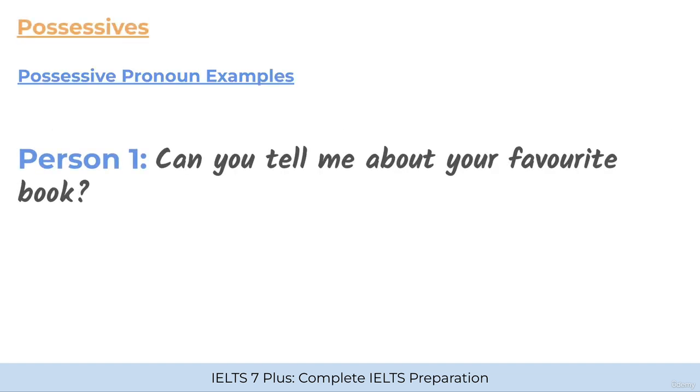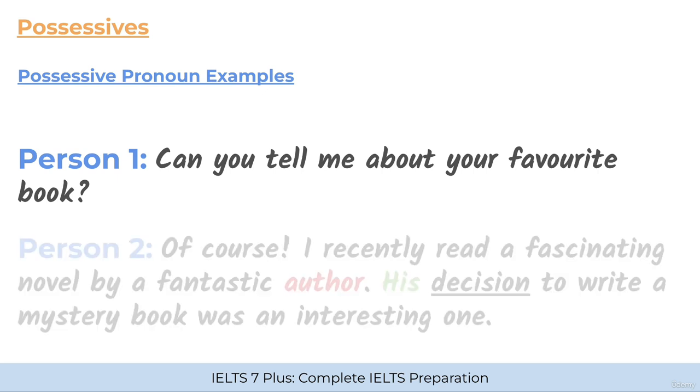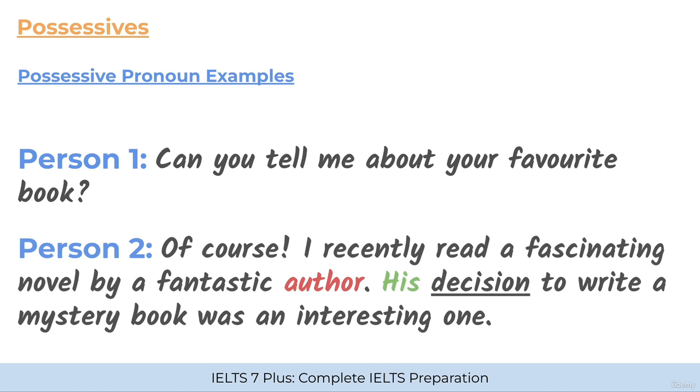Okay, so person one, we can imagine this might be the arts examiner, could say, "Can you tell me about your favourite book?" Okay, and then person two could say, "Of course, I recently read a fascinating novel by a fantastic author. His decision to write a mystery book was an interesting one." So I've highlighted the possessive pronoun in green, his. And what is his? Well, his decision, underlined. And who are we referring to? The author in red there. So you can see how this adds variation. You don't have to keep saying the author, the author. You can refer back with possessive pronouns.